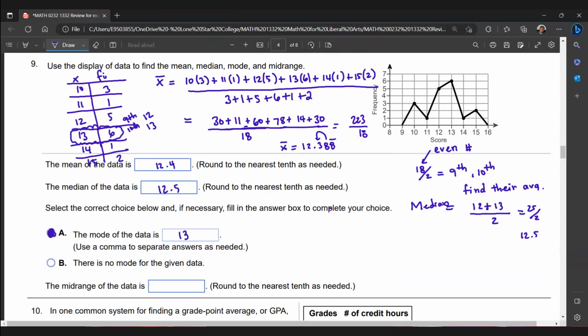Okay. And the mid-range, to find the mid-range, we need to find the highest score minus the lowest score divided by 2. So the highest score is a 15 minus the lowest score is a 10, divided by 2. 5 divided by 2 is 2.5.